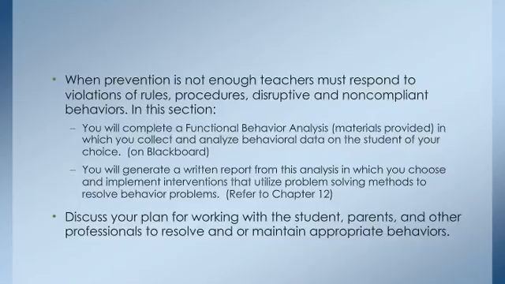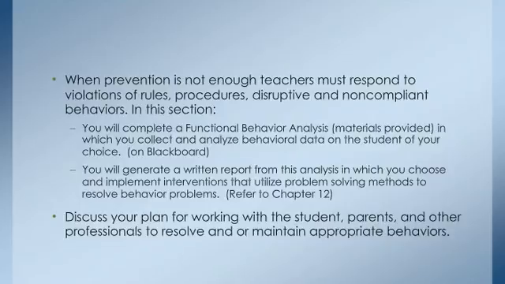So in B5, you're going to complete a functional behavior analysis, and you're going to collect and analyze data on a student that you have chosen. Then you're going to write a written report from the analysis and implement some interventions or replacement behavior. Chapter 12 of the textbook, Responding Effectively to Problem Behaviors, is helpful when looking at this component. And then discuss your plan for working with parents and students and other professionals to help resolve and maintain the appropriate behavior.